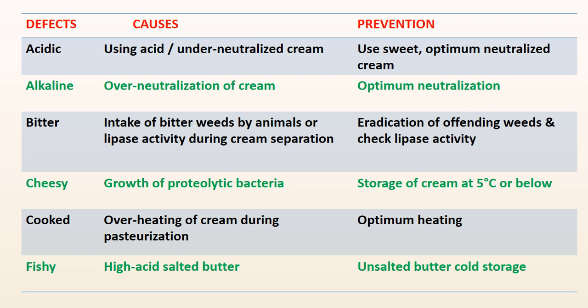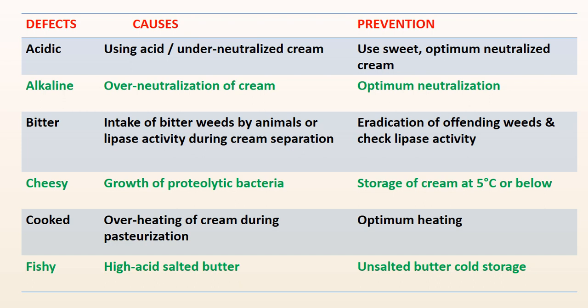First is the acidic defect, caused by using acid or under-neutralized cream, and the prevention is to use sweet or optimum neutralized cream. The alkaline defect is due to over-neutralization of cream, that is, extra soda or alkaline is used, and the prevention is optimum neutralization. The bitter defect is due to intake of bitter weeds by animals or lipase activity during cream separation. The prevention is eradication of offending weeds and checking lipase activity.